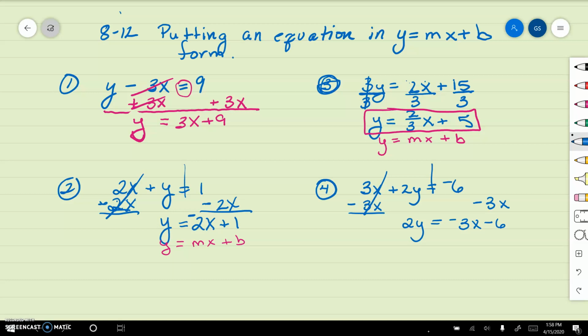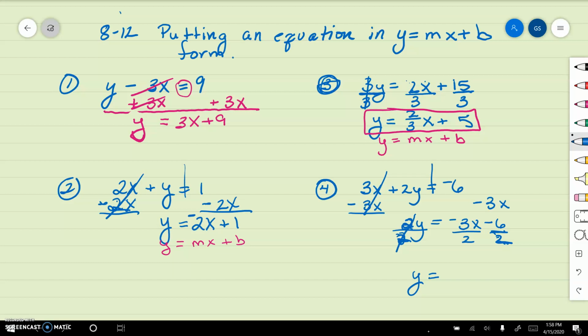It's almost in y equals mx plus b form, but we have this 2 over here, so this 2 has to go. How will we get rid of that 2? Well, y is being multiplied by 2, so in order to get rid of it, we divide by 2. And when we divide by 2 on one term, we have to divide by 2 on all the terms. Those are all 2's. 2 divided by 2 is 1. 1y equals y, so we bring down the y.